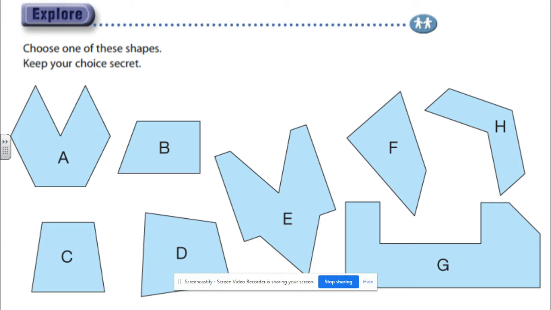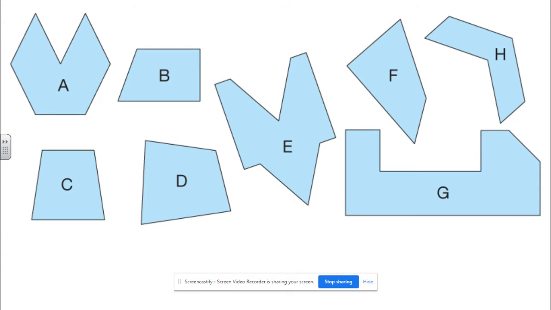And let's play a little bit of a game here. If we want to get used to these words, we have to use them. And we know that games work great for that. So let's do this. I'm going to choose one of these shapes, and I'm not going to tell you which one it is, because that would be less of a fun game. But I want you to try to guess which one it is as I tell you the clues. Okay, so let's try this out.